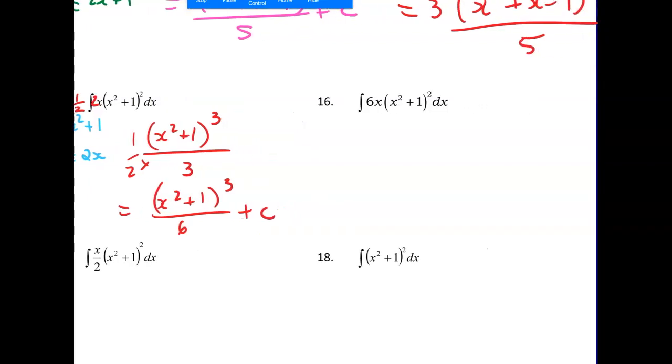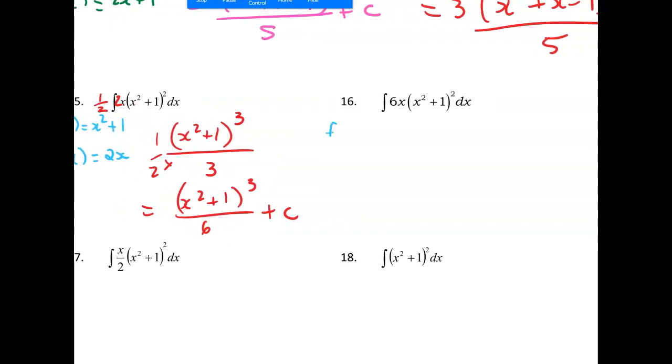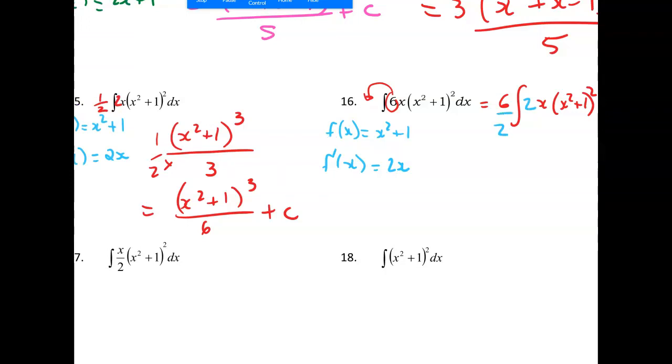Look at the next one. Instead of having 2x, you've got 6x. So like I said, we know the function is x squared plus 1. We know the derivative that we need is 2x. We've got a 6 in the way. Let's just bring the 6 out the front and put the 2 in, and then divide it out. So it doesn't change the question, but it makes it a bit easier because then we know what's left. So that 6 divided by 2 is 3.